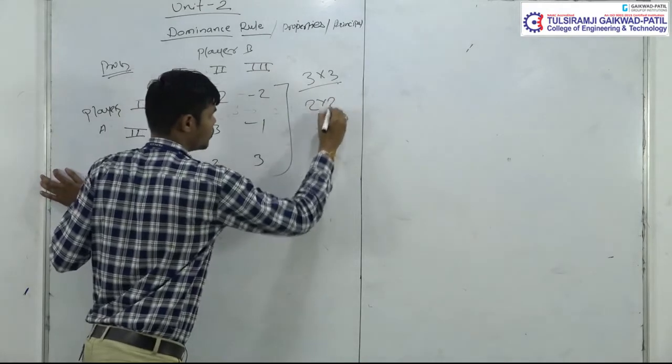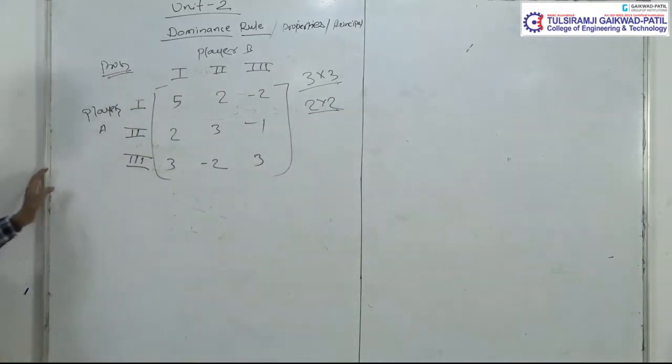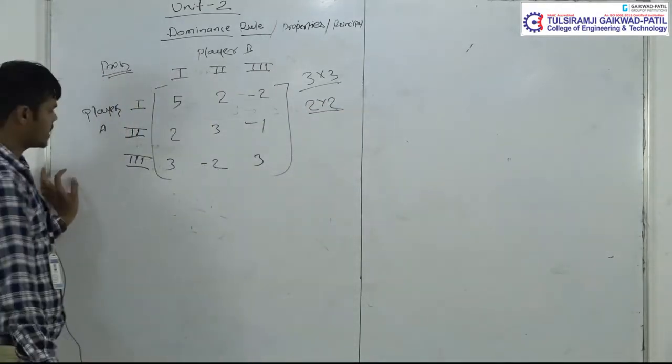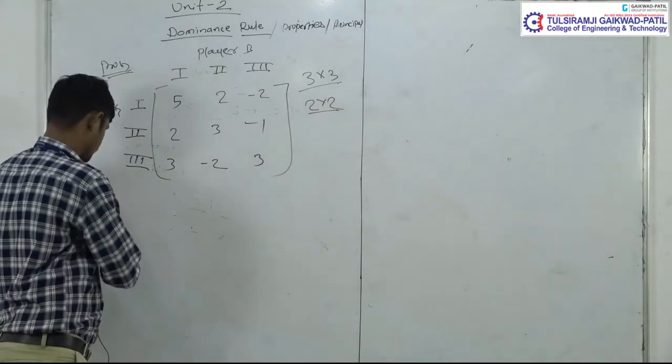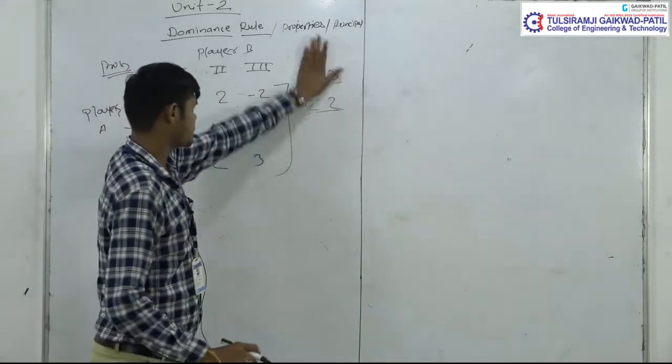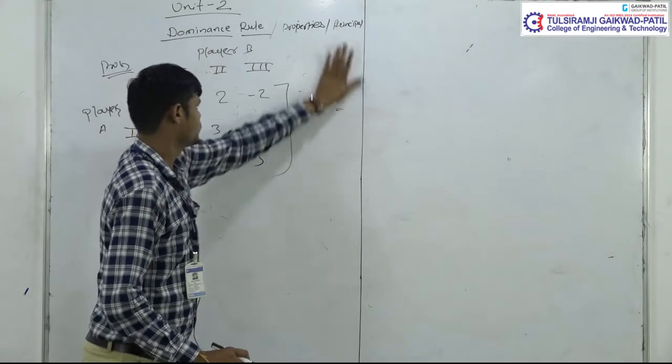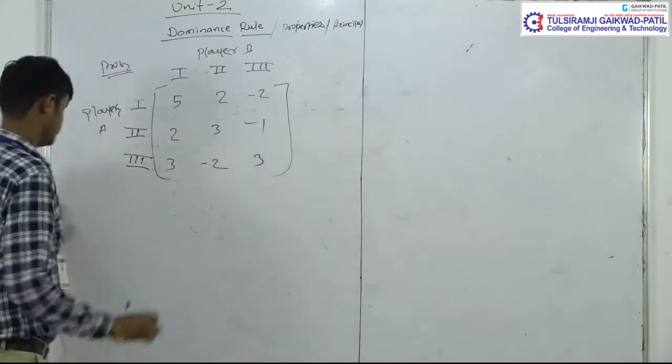What is the rule of the dominance principle? First rule is for column and second is for row. Then the first step is to solve the problem.